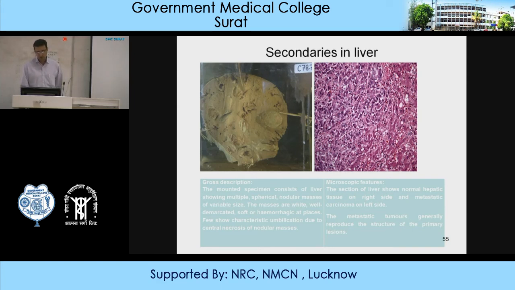While in microscopic examination, the section of liver shows normal hepatic tissue on the right side and metastatic carcinoma on the left side. So this is a metastatic carcinoma, while here there are normal hepatocytes. The metastatic tumor generally reproduces the structure of the primary glands.